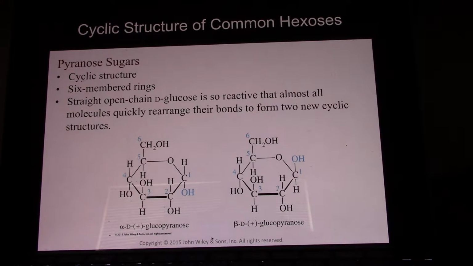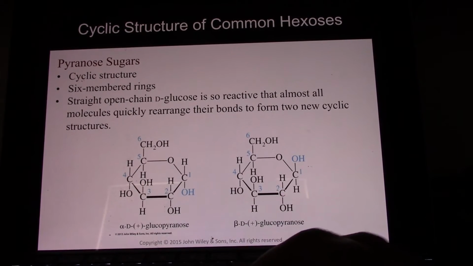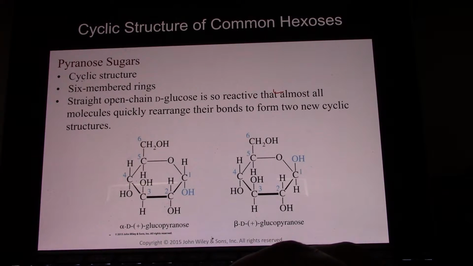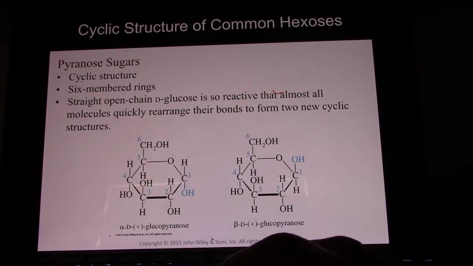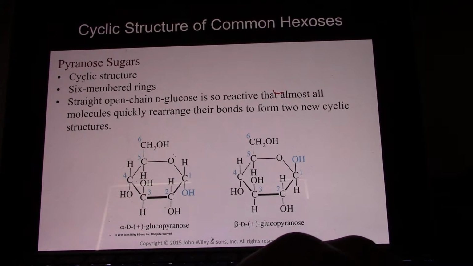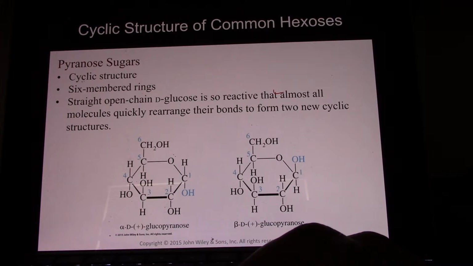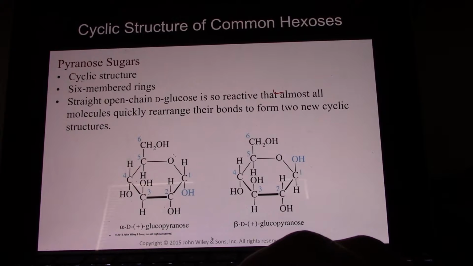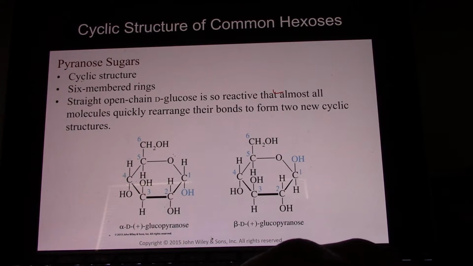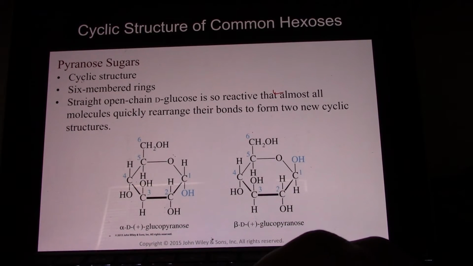And we have 6-membered rings here, because one of the OH groups, the electrons in the oxygen, will attack either the aldehyde or the ketone group and form a hemiacetal here. And so straight open chain D-glucose is so reactive that almost all the molecules quickly rearrange their bonds to form 2 new cyclic structures. And again, 50% of the time it attacks in one direction, 50% of the time it attacks in the other direction, and so we have these two compounds.